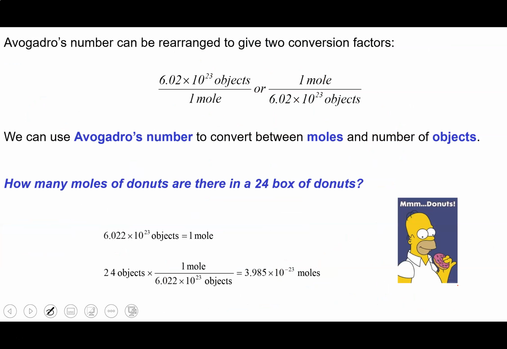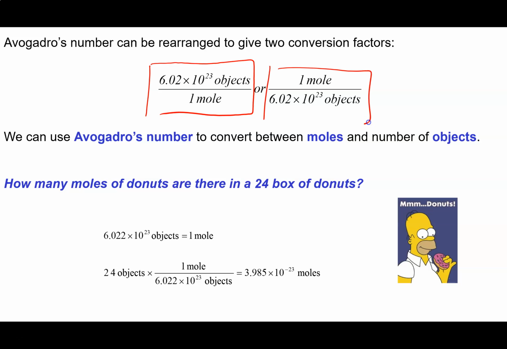Okay, so Avogadro's number can be rearranged to give 2 conversion factors. They're both the same though, right? 6.02 by 10 to the 23 objects in 1 mole, or 1 mole in 6.02 by 10 to the 23 objects. One will turn moles into objects, the other one will turn objects into moles. So what we're really saying is Avogadro's number can allow you to convert between moles and number of objects.